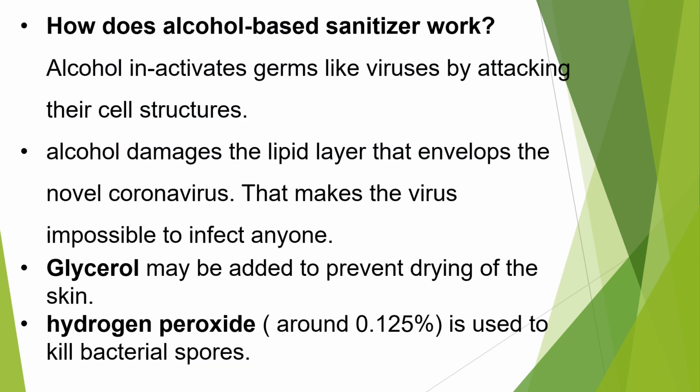So how exactly does alcohol-based sanitizer work? Alcohol inactivates germs like viruses by attacking their cell structure. Where exactly does it attack? It damages the lipid layer that envelops the virus. Now, it is the coronavirus against which we are using the sanitizer. So it damages what? The alcohol in the hand sanitizer.